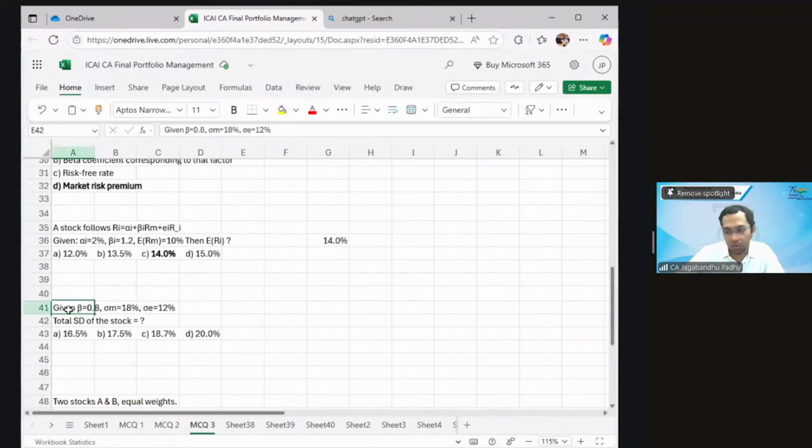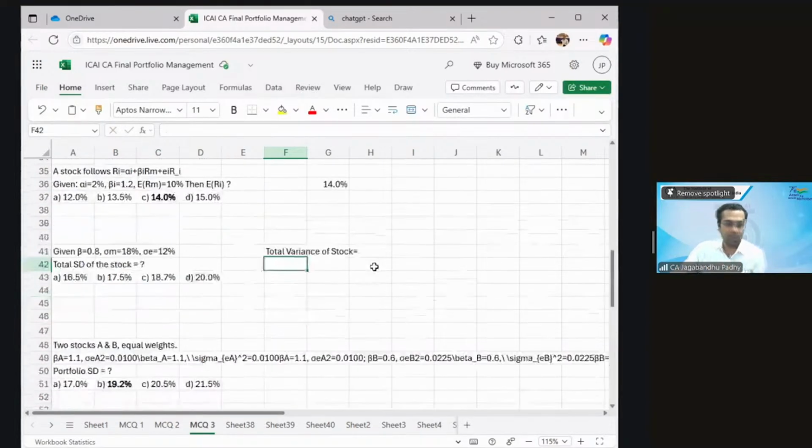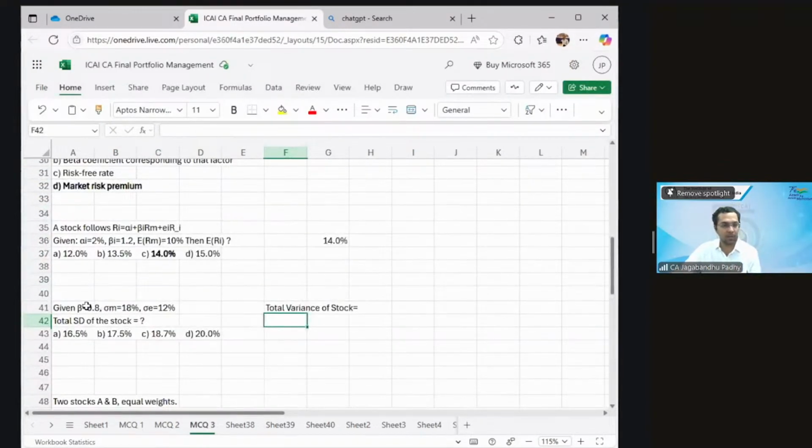Okay, then look at this question. Beta is 0.2. Standard deviation of market is 18%. Standard deviation of error is 12%. What will be the total standard deviation of the stock? Remember, first you need to get the total variance of stock, and then you take a square root of it to arrive at the total standard deviation. Calculate the total variance of the stock, guys, first. From this, you have beta, you have standard deviation of market, you have the standard deviation of the error term also. So what will be the total variance of stock?